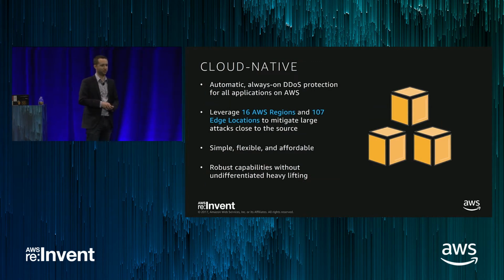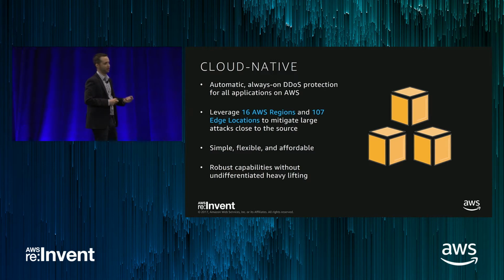But today on AWS, we give you Cloud Native. And Cloud Native is, no matter how your traffic ingresses AWS, at any point on our global infrastructure, we'll mitigate it right there without sending it to a third-party network. We accomplished this with 16 regions, now 107 edge locations. And we've been adding those edge locations at a pretty rapid pace.